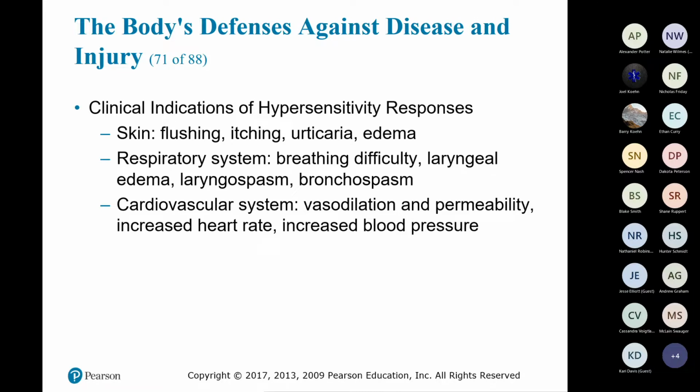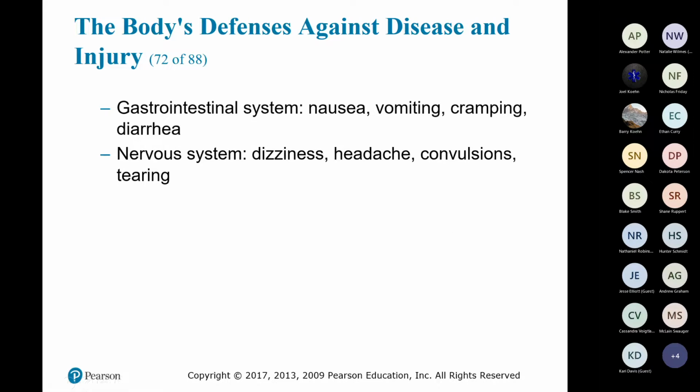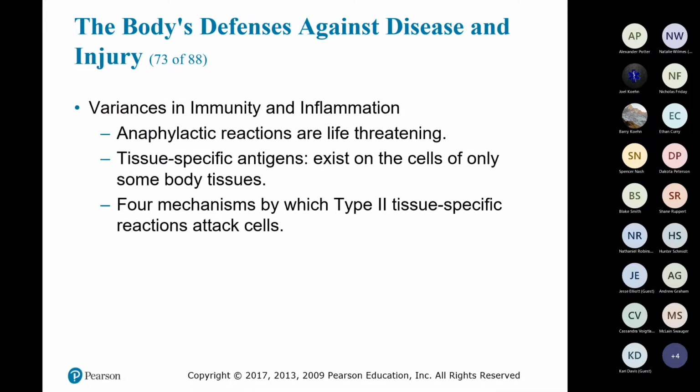We have cardiovascular issues as well, right? We vasodilate, we become permeable, so we begin to leak fluid. Our heart rate increases and our blood pressure. We can have some GI symptoms as well for a hypersensitivity response: nausea, vomiting, cramping, diarrhea. Nervous system: patients generally feel dizziness. They feel headache. If it's so severe that it's causing convulsions, that is a true anaphylactic emergency, right? Anaphylactic emergencies are life-threatening. They truly are.